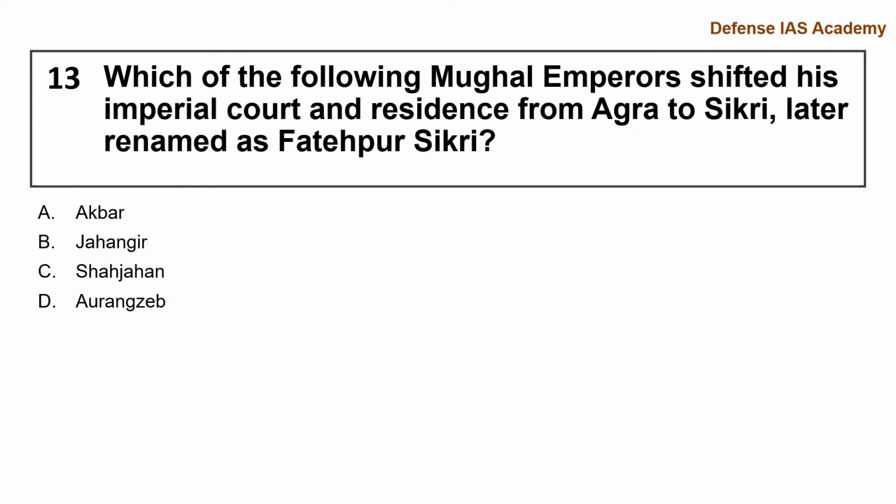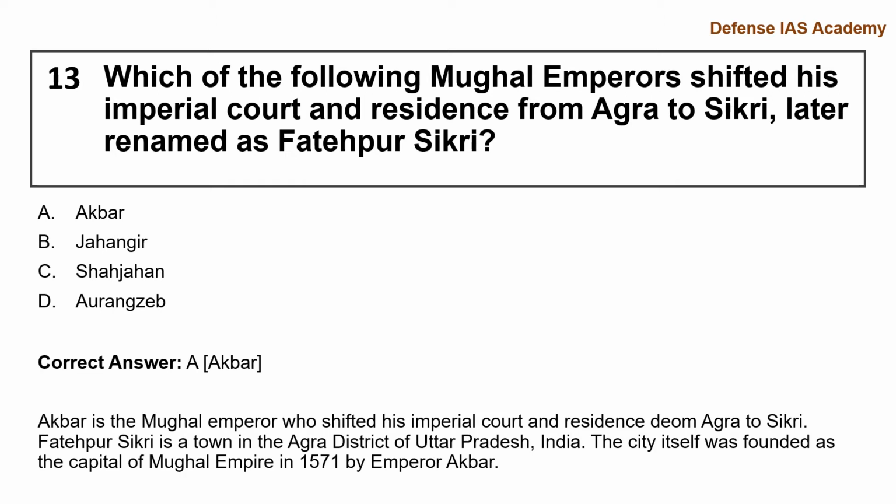Now, question 13. Which of the following Mughal emperors shifted his imperial court and residence from Agra to Sikri, later renamed Fatehpur Sikri? The correct answer is option A, Akbar. Akbar is the Mughal emperor who shifted his imperial court and residence from Agra to Sikri.